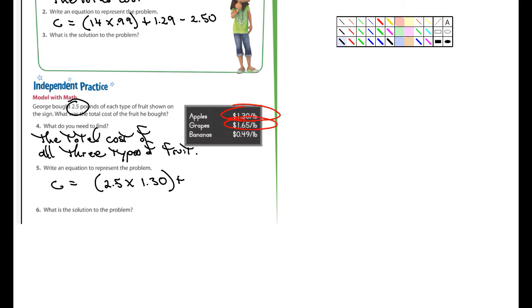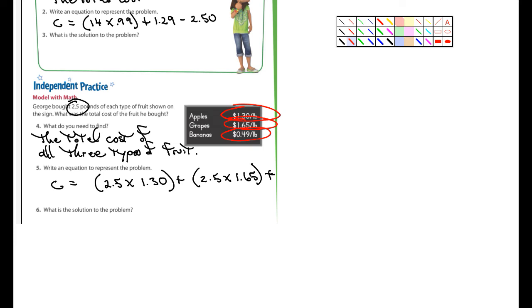Plus 2.5 times 165, $1.65. Plus, what's the last one? I'll let you do that one on your own. Okay, and then you'll have the total cost. I don't see any kind of coupons or discounts.